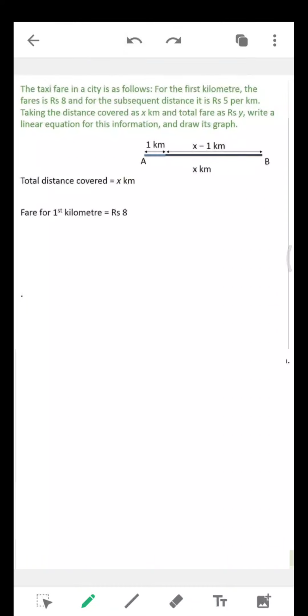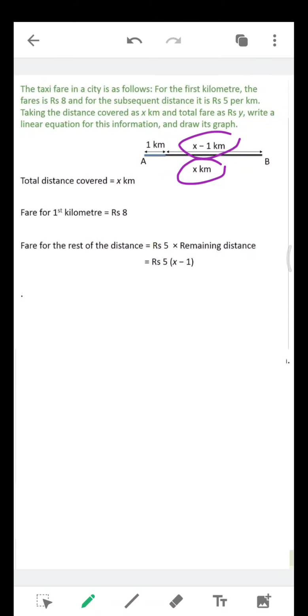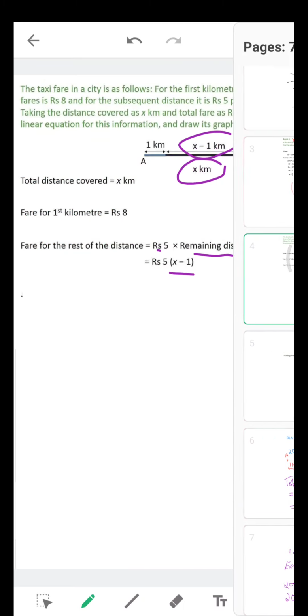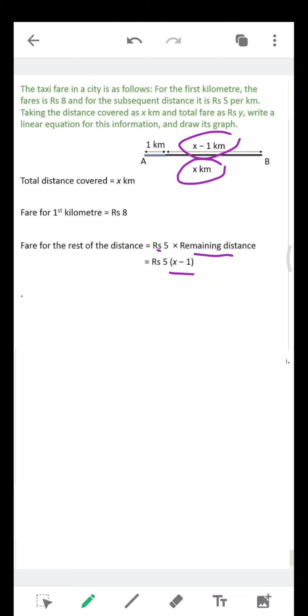So let's frame the equation now. Total distance covered is x. The fare for the first kilometer is how much? It's given here, rupees 8 for the first kilometer. The fare for the rest of the distance is 5, and the remaining distance is x minus 1, so 5 into x minus 1. Here we did 5 into 9, the remaining distance was 9, but as we don't know the total distance, we have taken x, so the remaining distance is x minus 1.